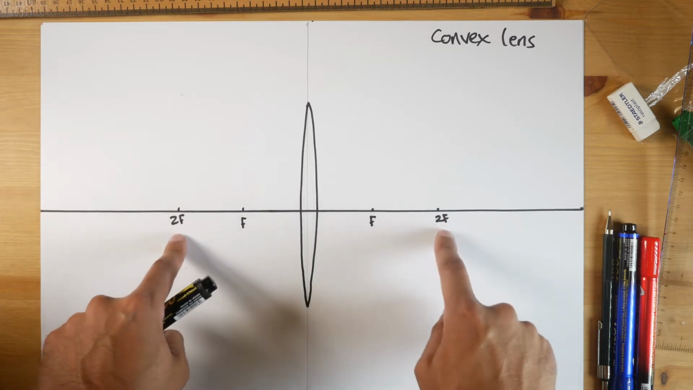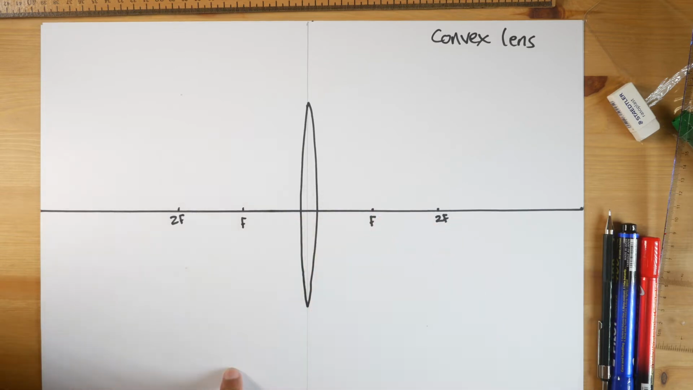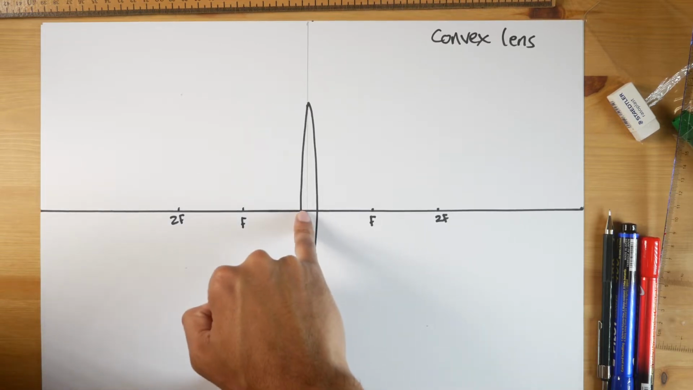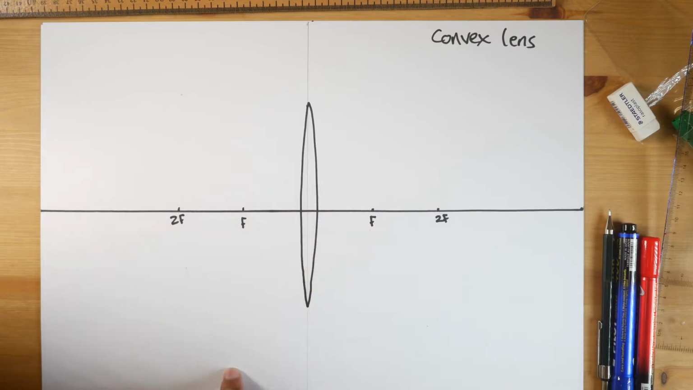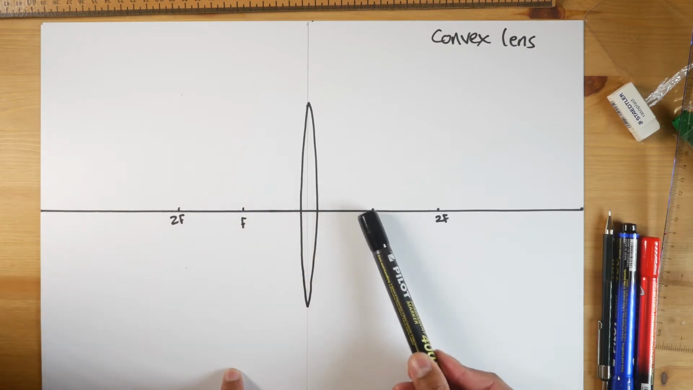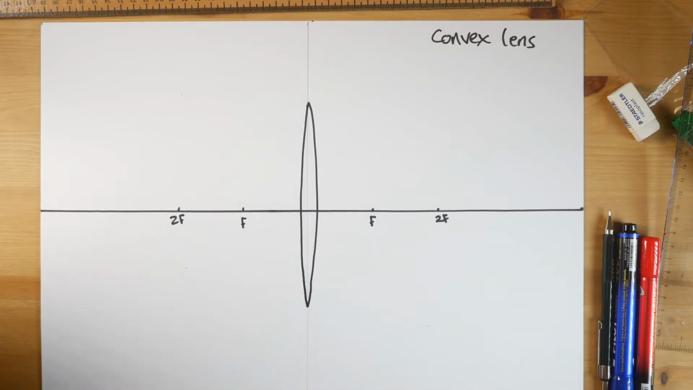You've also got 2f, which is the center of curvature. That's always double the focal length. Bear in mind, I always measure from the center of the actual lens itself. So the focal length would be from the center right through to there, not necessarily at the surface. Just bear that in mind.